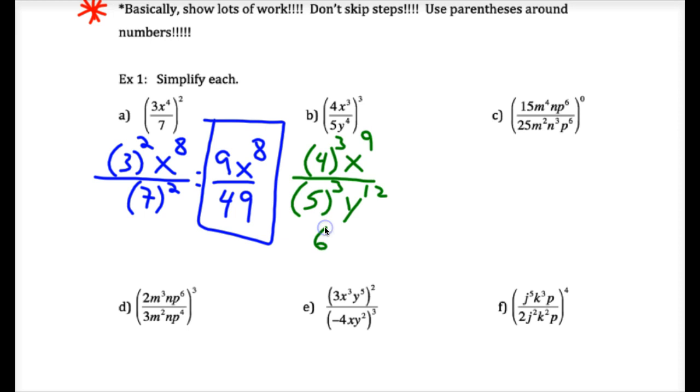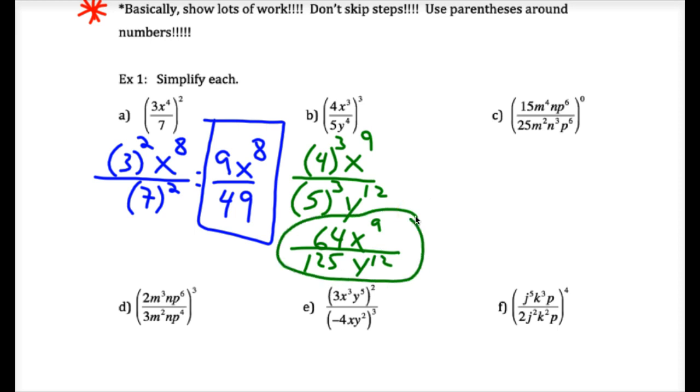64 x to the 9th times x to the 9th over 125. 5 cubed, guys, memorize it. It's 125. Hey, do you think you can reduce 64 over 125? No. How do you know? Because they're not... Maybe like 9 or something weird goes into both of them.